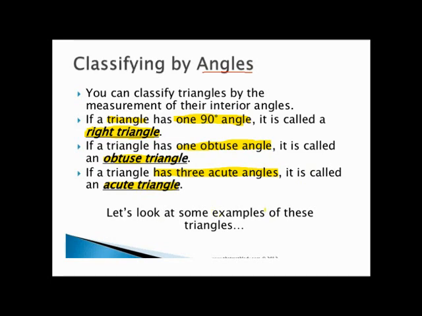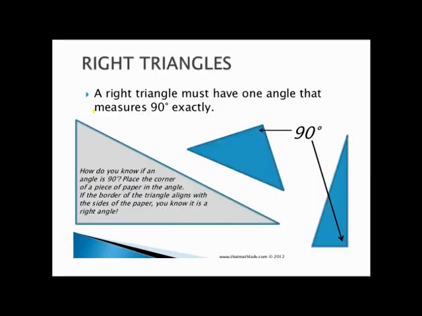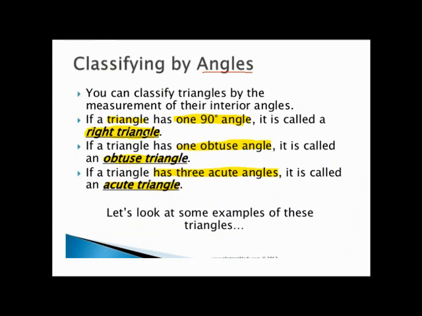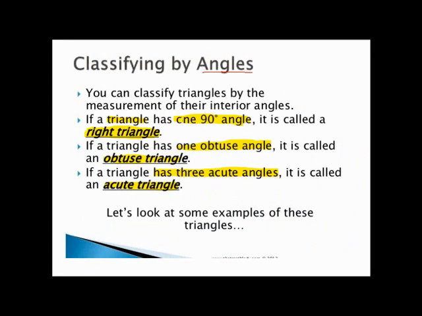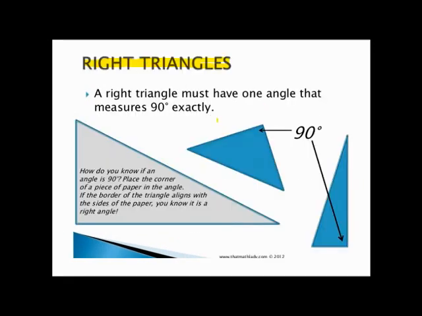Now let's look at some examples of these triangles. In order to implement what we have taken in words, we have to see it in pictures in order to understand fully. Okay, let's now see the first example here. When we said the right triangle, we will take the first one, the right triangle. We said that it must have only one 90-degree angle. So a right triangle must have one angle that measures 90 degrees exactly.